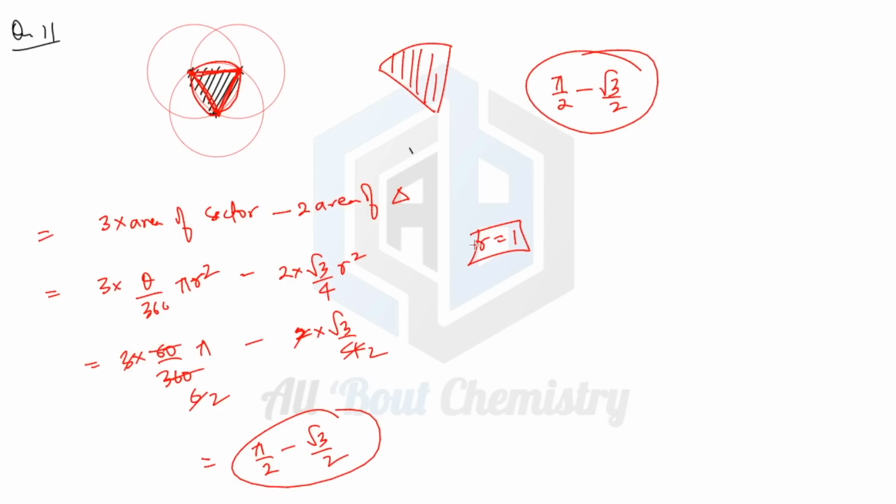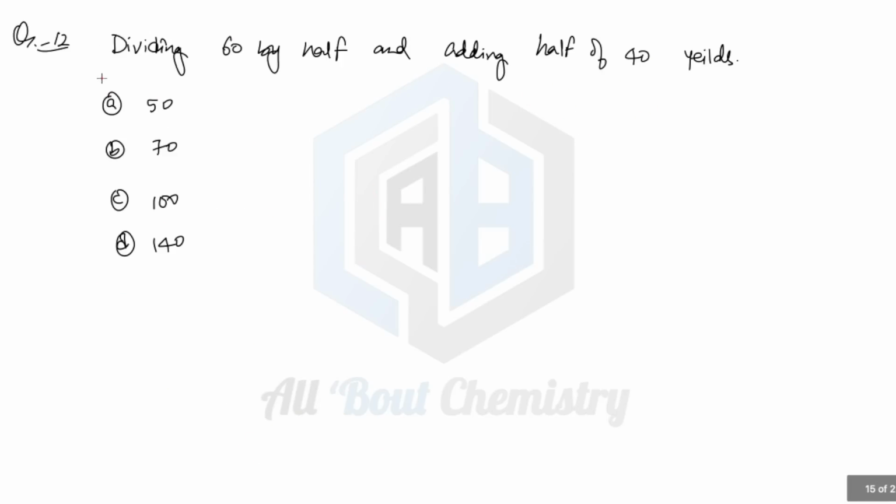All right, the next question is a tricky one because of the language of the question. They have said, dividing 60 by half and adding half of 40 yields how much. Now you could have understood it in two ways, but that's what it was like. It was about the way they have asked.